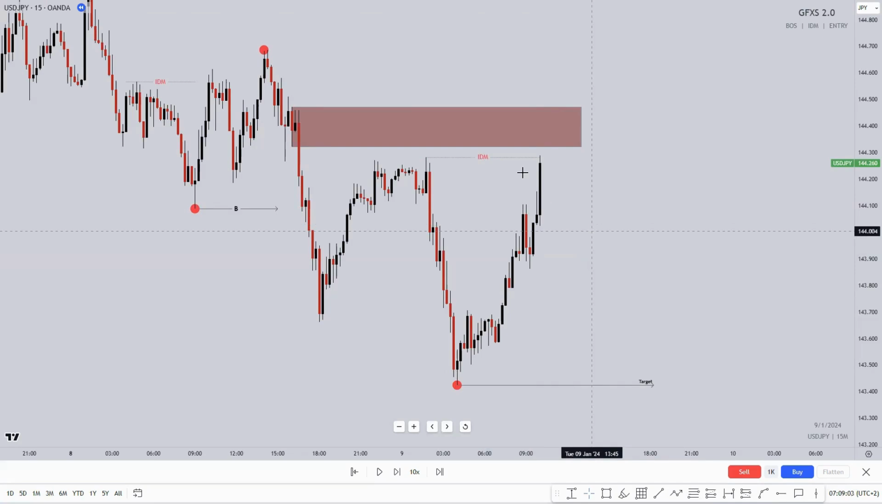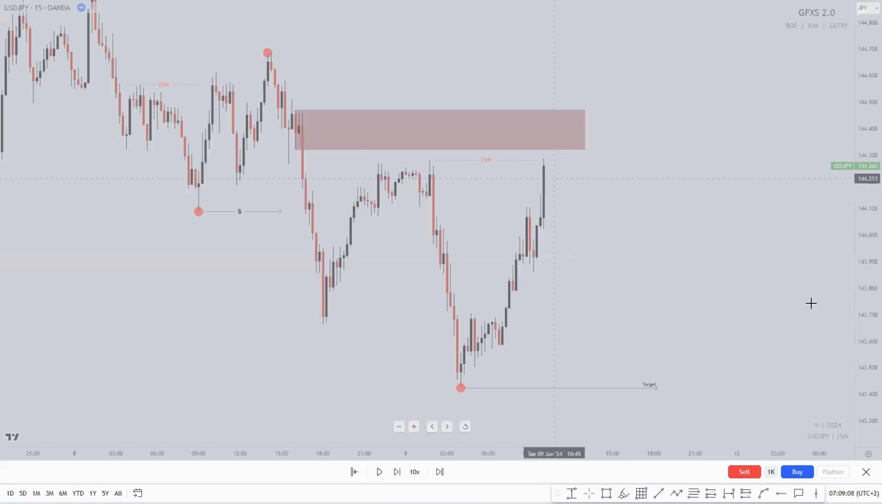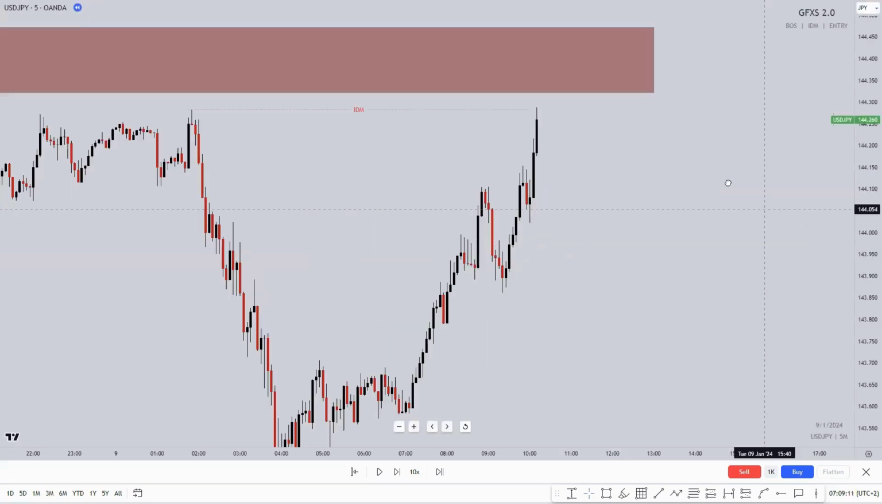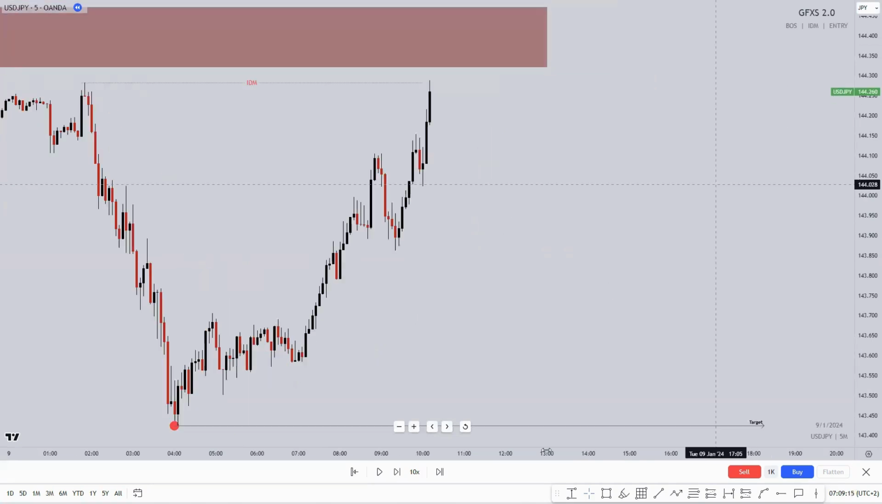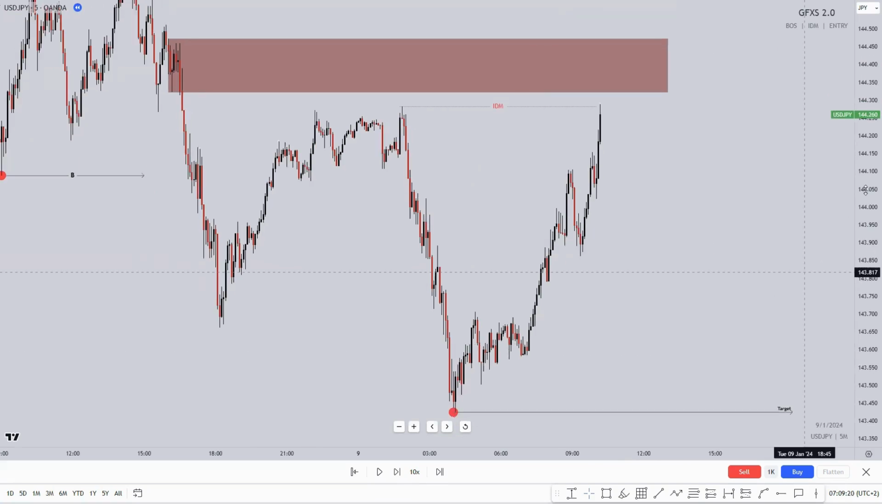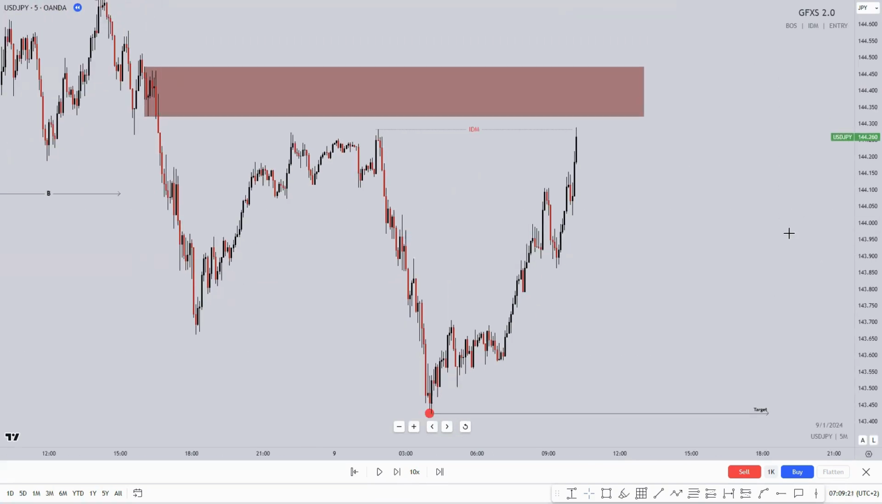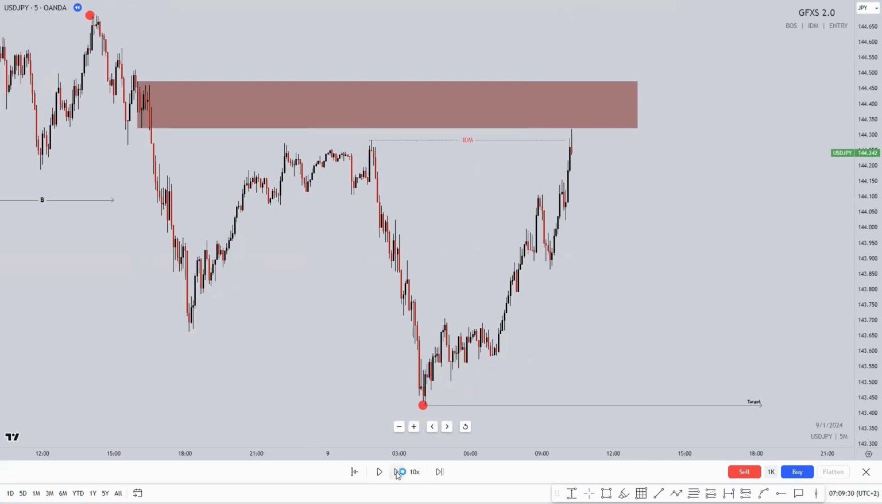After taking our inducement, I went down on the 5 minutes and waited for a confirmation. The confirmation is a single candle order block. I will leave the link to the single candle order block video in the description below, so if you want to check it out, you will learn some things from there. For you to get a single candle order block, you have to wait for a good candle. This candle swept the high of this candle and also the liquidity, so this is a double sweep of liquidity.